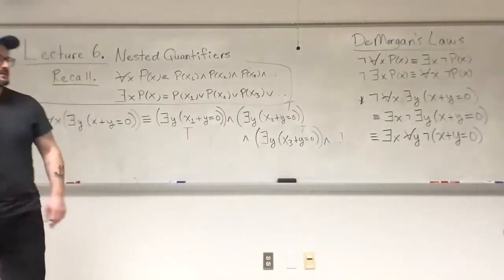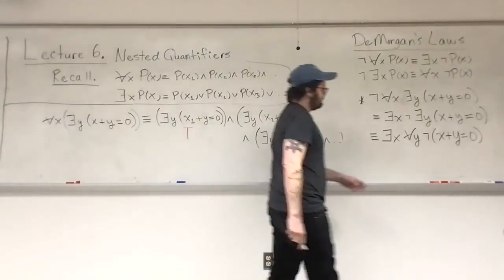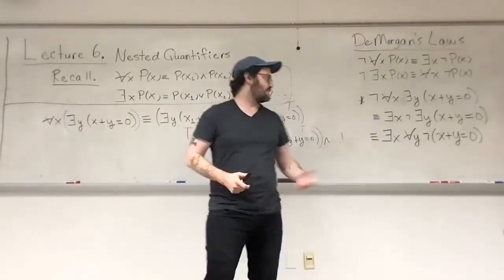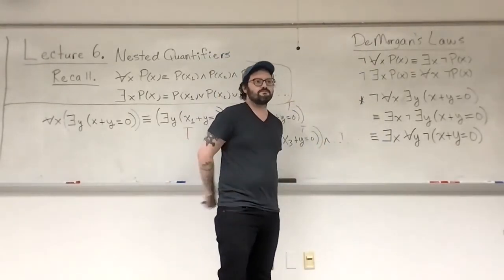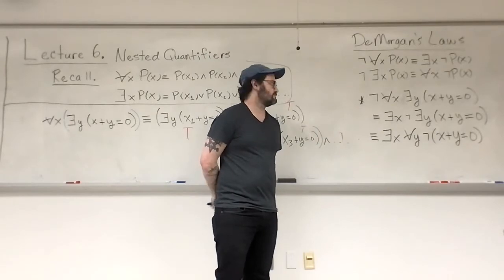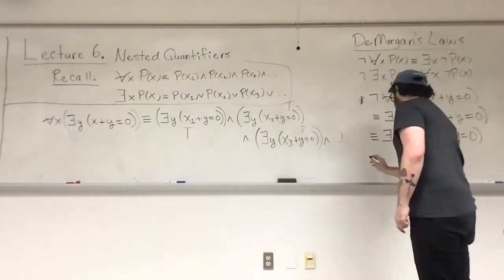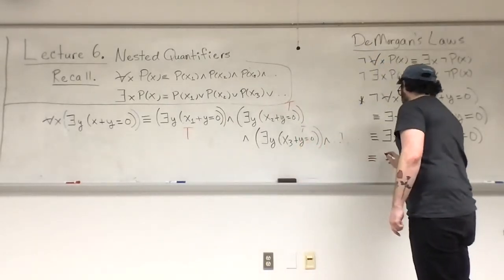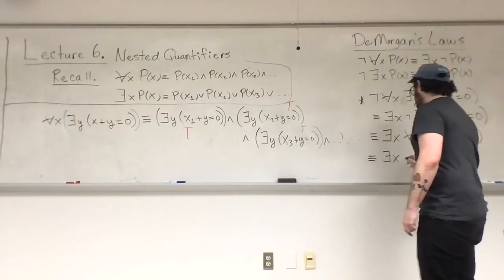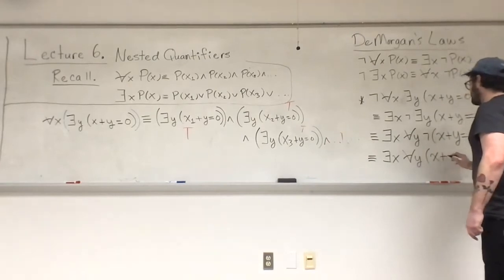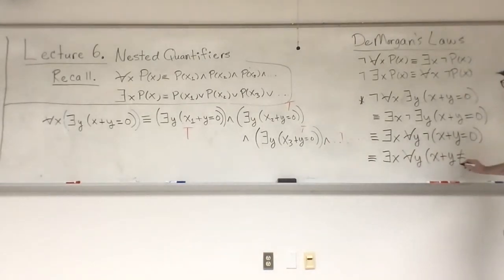Really close now. So we have to negate that propositional function. What's the negation of x plus y is equal to 0? Right, x plus y is not 0. So the final line would be, there exists x for all y such that x plus y is not equal to 0. So that's the negation of that statement there.